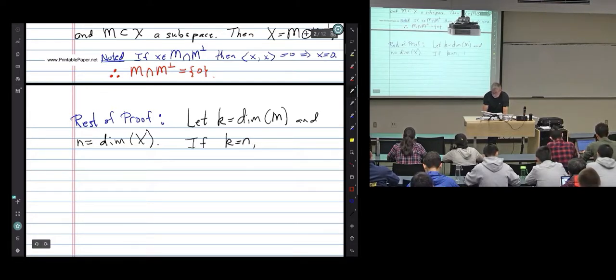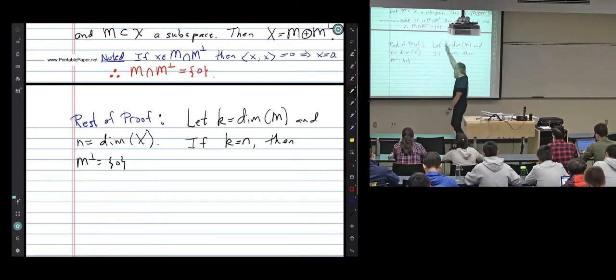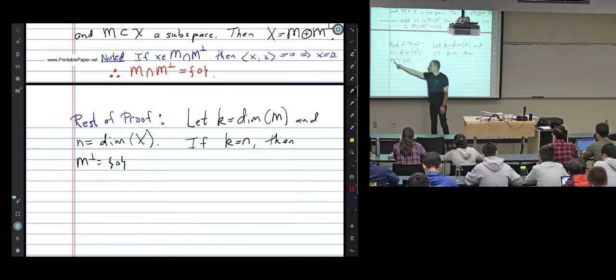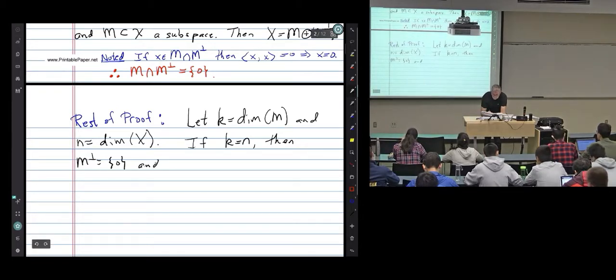If K equals N, in other words, if M is all of X, M perp is clearly just the zero vector and we're done. So that's kind of a trivial case.